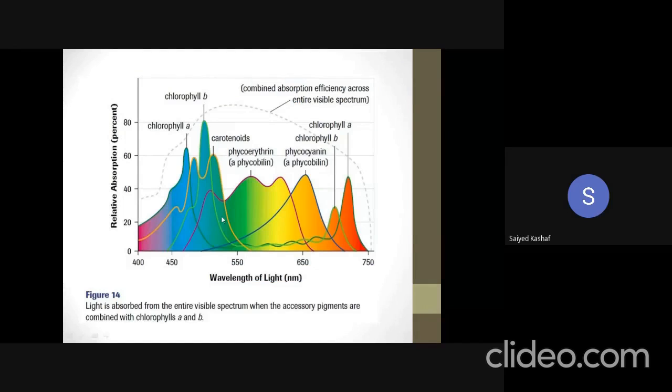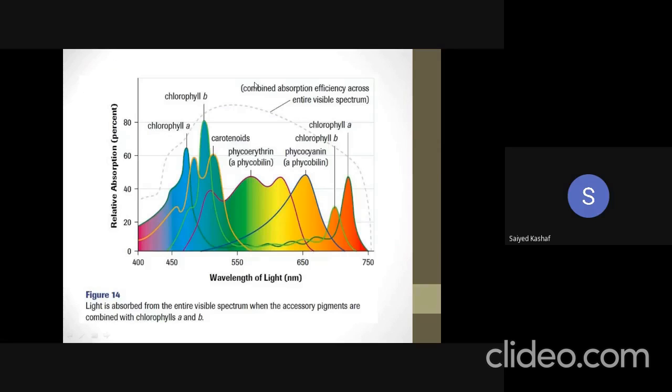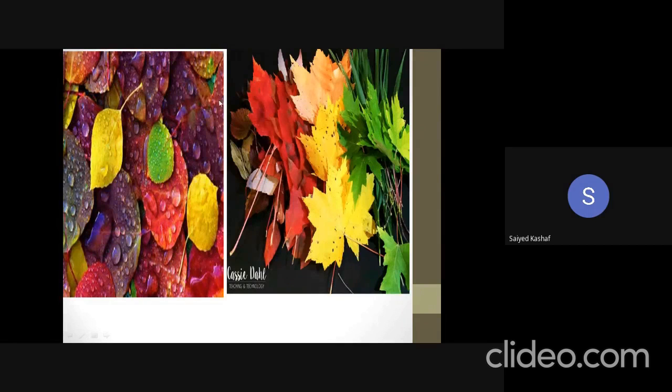These are the spectral regions at which the different pigments absorb different regions of light. So light is absorbed from the entire visible spectrum when the accessory pigments are combined with chlorophyll A and chlorophyll B. The structural difference between chlorophyll A and chlorophyll B is the presence of an aldehyde group at the side chain of the second carbon, and a methane group in the case of chlorophyll A. The only difference between chlorophyll A and chlorophyll B is the presence of the aldehyde and methane group. These are some of the differences.